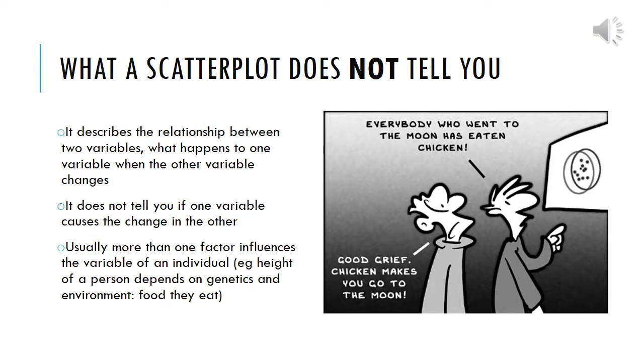A scatter plot gives you a picture of the relationship between two variables. It shows you what happens to one variable when the other variable changes. What a scatter plot does not tell you is whether one variable caused the change in the other variable. For example, many factors influence a person's weight, not just their height. There's a relationship between height and weight, but height increase alone does not cause a weight increase.